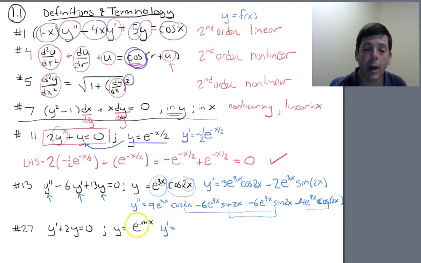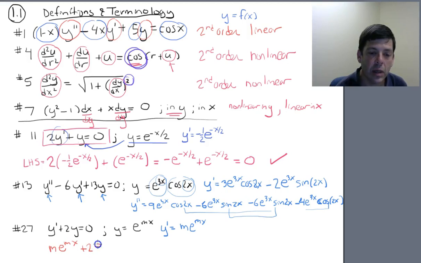So now I'm going to take the derivative of e to the mx, and that's going to bring down the m, and I've got m e to the mx. So then if I take those and plug them into the original equation, we end up having m e to the mx plus 2 times e to the mx, and we want that to be equal to 0. So now, because both terms have an e to the mx in them, I'm going to factor that out, and what I end up getting is (m plus 2) e to the mx.